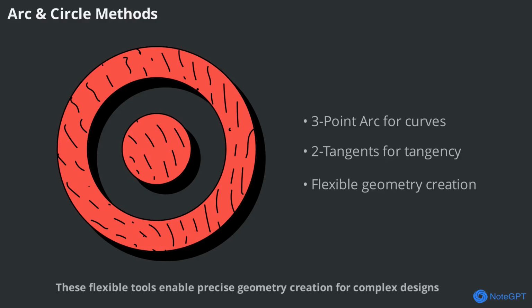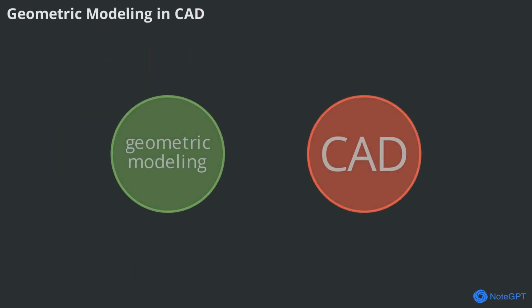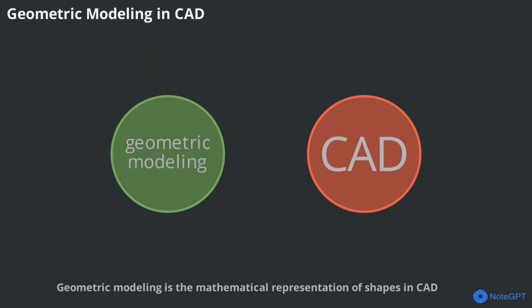These flexible tools enable precise geometry creation for complex designs. Geometric modeling is the mathematical representation of shapes in CAD. It forms the core data structure for visualization, analysis, and manufacturing. Models provide precise definitions, serve as input for simulations, and encode design intent through parameters. This enables rapid design iteration and global collaboration, making geometric modeling essential for modern CAD workflows.